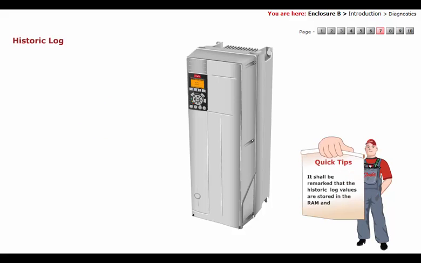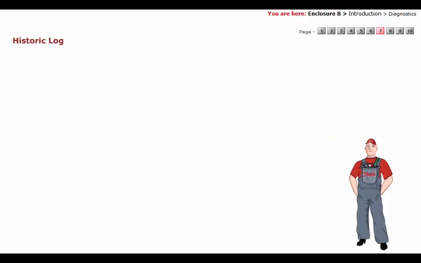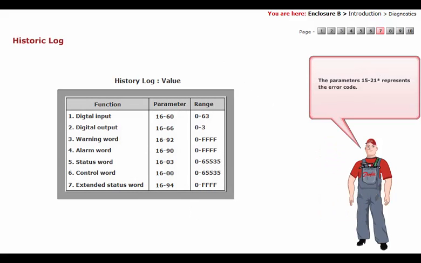It shall be remarked that the historic log values are stored in the RAM, and will therefore vanish if the power is removed from the drive. The parameter 15.21 represents the error code. For more information on historic log, refer to section 15.2 of the design guide.